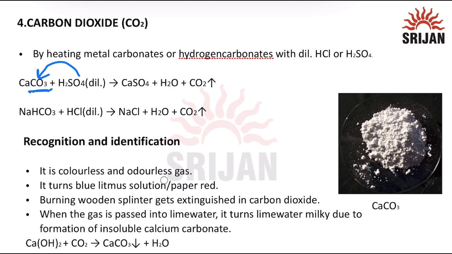It is a colorless and odorless gas. It turns blue litmus solution or paper red. A burning wood splinter gets extinguished in carbon dioxide. So when there is enough carbon dioxide, the burning wood will extinguish. So carbon dioxide is used as an extinguisher as well.